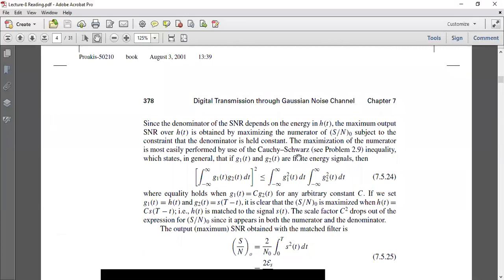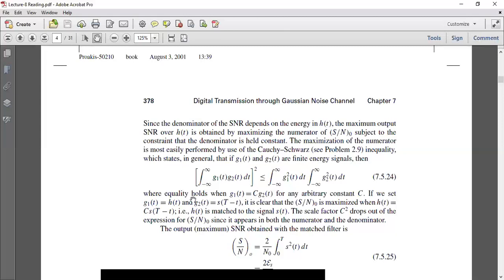We use the Cauchy-Schwarz inequality, that if two signals are multiplied like this and then taken square, then it is less than their individual components. Okay, so G1 square and G2 square. Since the denominator of SNR depends on the energy of h of t, the maximum output SNR over h of t is obtained by maximizing the numerator of the signal to noise ratio, subject to the constraint that the denominator is held constant. The maximization of the numerator is most easily performed by the use of the Cauchy-Schwarz inequality, which states that in general, if G1 and G2 are finite energy signals, then this inequality holds, where the equality holds when G1 is equal to C times G2.